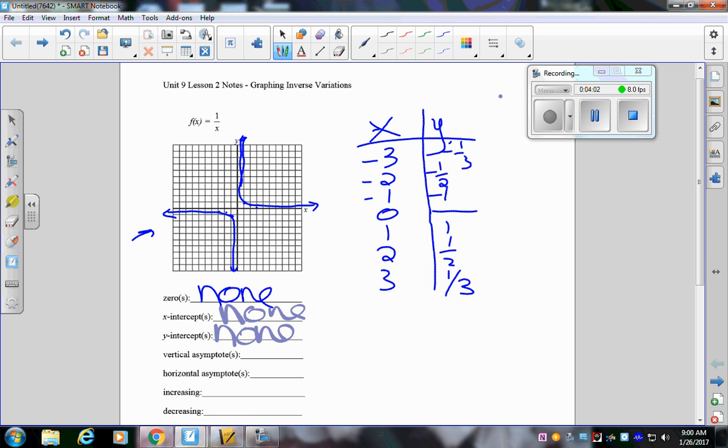All right, here's our new vocabulary, asymptotes. That word is pronounced, once again, asymptote. Okay? So we have a vertical asymptote and a horizontal asymptote. So what are asymptotes?